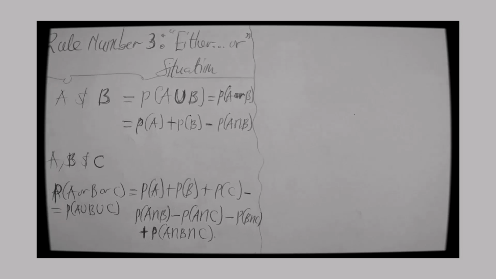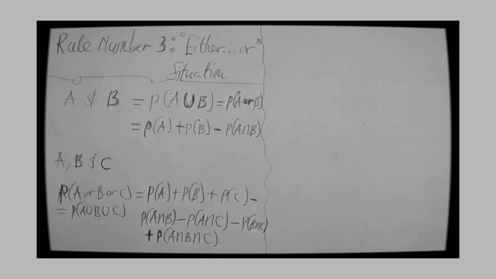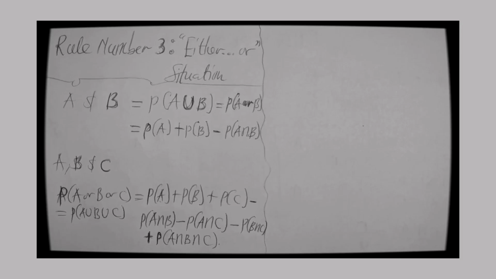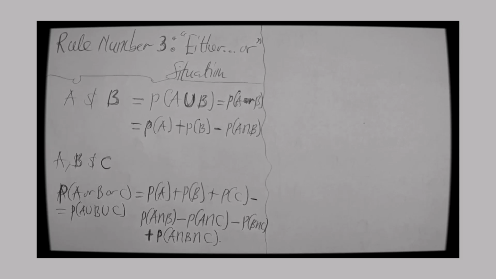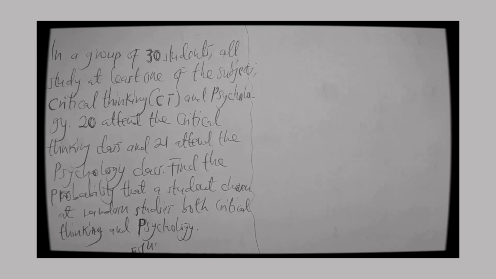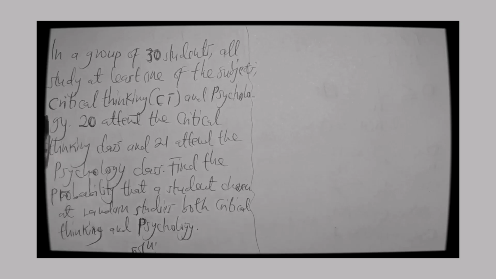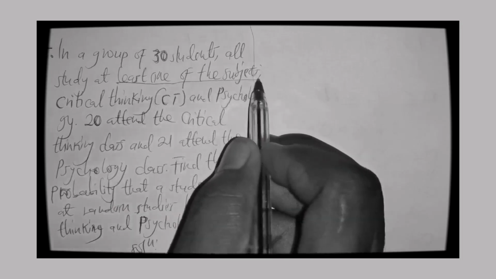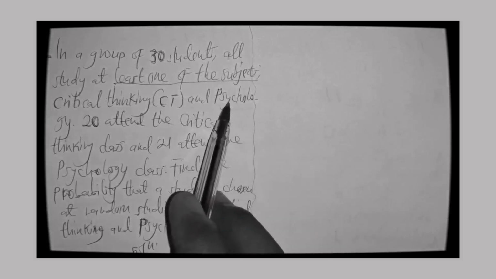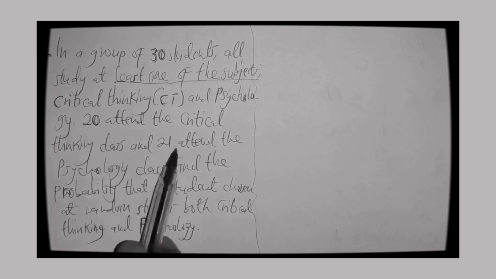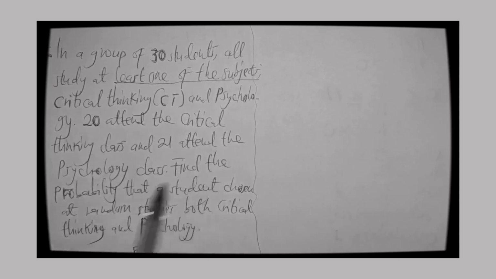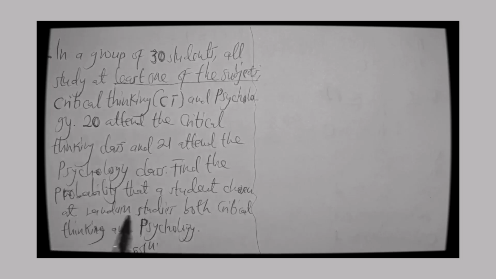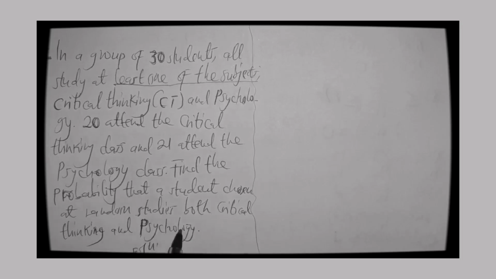So let's use an example to clarify this rule so that you understand it better and appreciate it well. So let's go and solve a question on that. This is an illustrative example question for rule number 3. Let's see. In a group of 30 students, all study at least, please take note of this, at least one of the subjects, critical thinking and psychology. 20 attend critical thinking class and 21 attend psychology class. Find the probability that a student chosen at random studies both critical thinking and psychology.